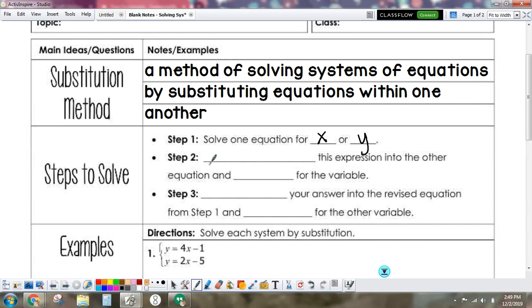Step 2 is to substitute this expression into the other equation and solve for the variable. And then step 3 is to substitute your answer into the revised equation from step 1 and solve for the other variable. So that may sound a little confusing right now. So let's try an example to show you what I mean.